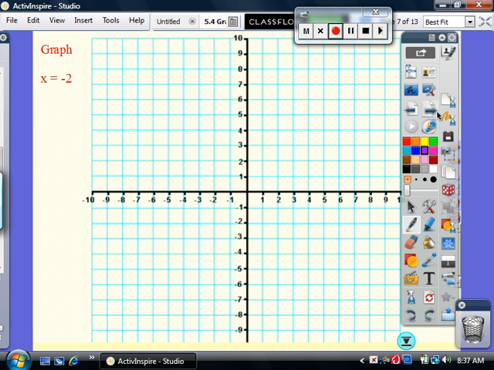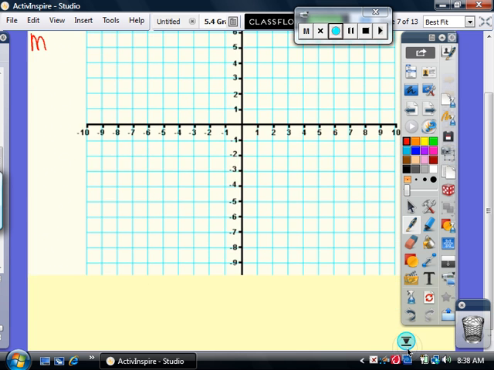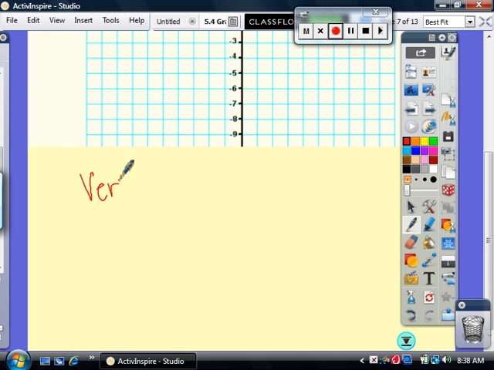Alright, so if y equals a number is a horizontal line, then x equals a number must be a vertical line. Okay? And we have talked about it before. There's several special things about a vertical line. We've already talked about a couple of them. We can add the third one now. A vertical line has no slope.